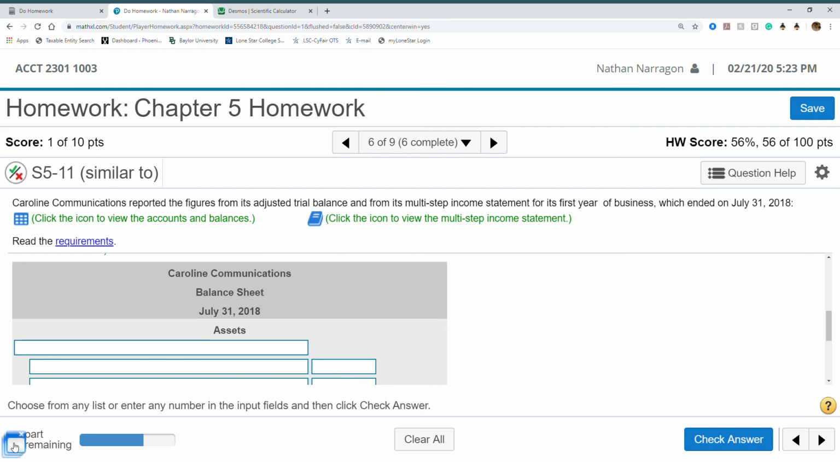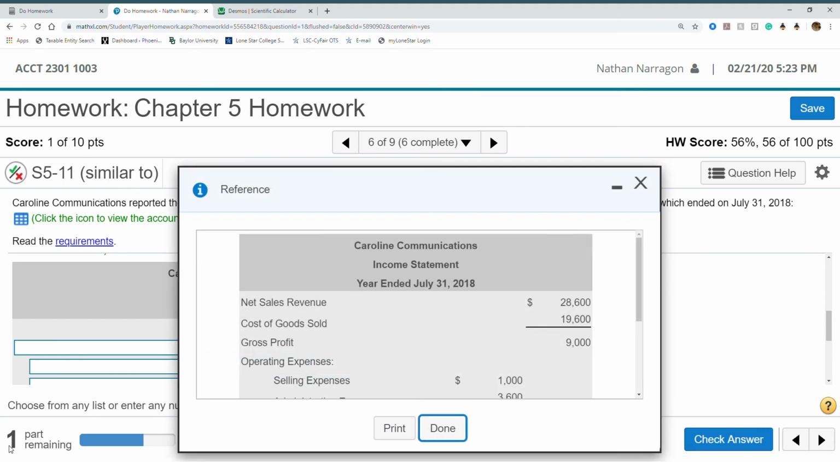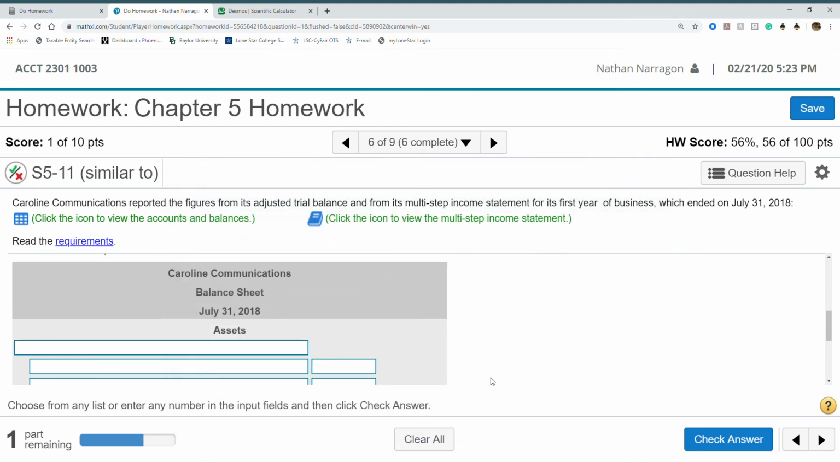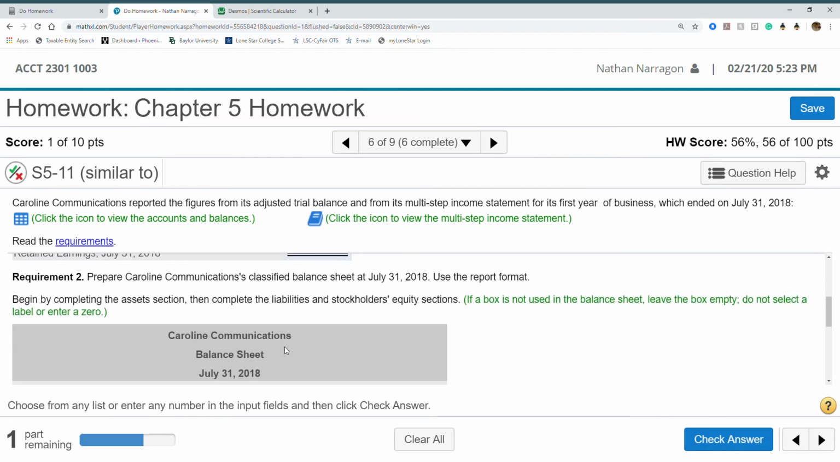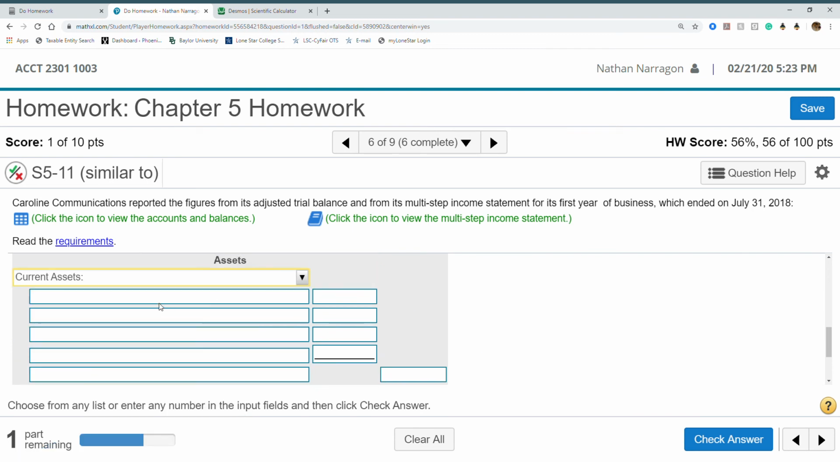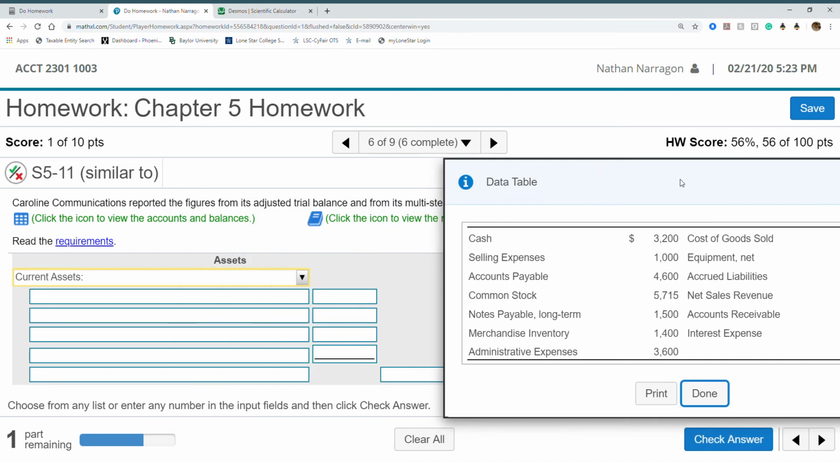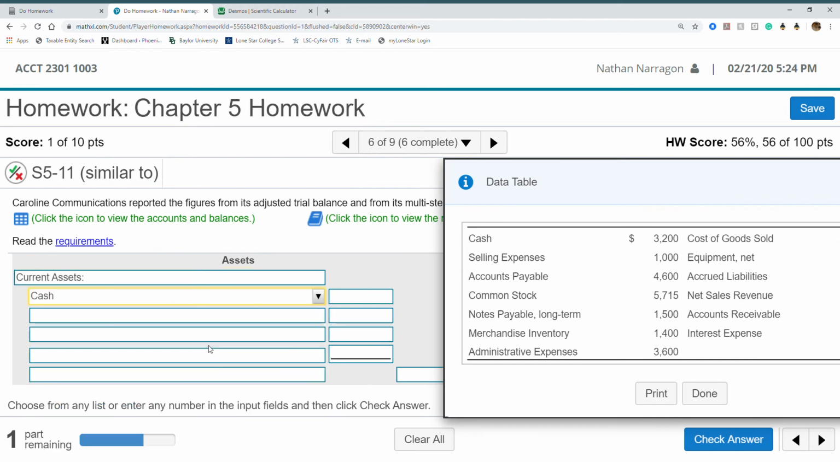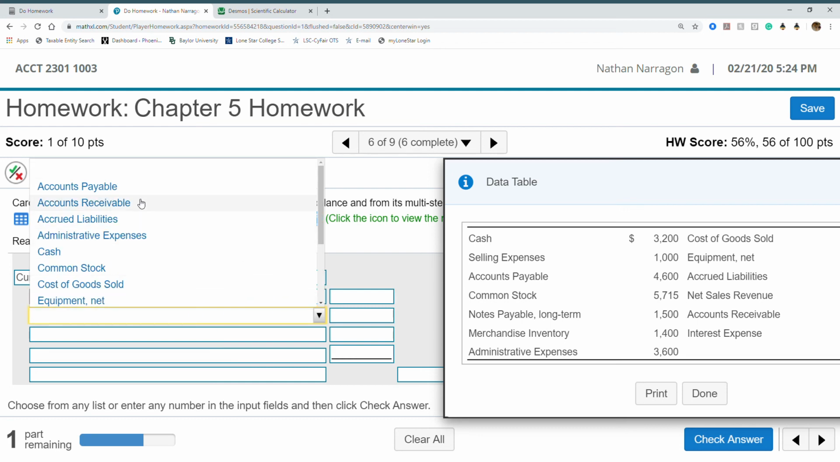So, of course, we got just a little bit more. Why not? Because I didn't see how many parts right here. So, really, I don't need the income statement anymore. And all we do is begin. So, we're preparing our classified balance sheet. Begin by completing the asset section, then complete liability and equity. So again, first thing that we always put is current assets. It's always in the order of liquidity. So cash, let's see, that's not for us. Nope, nope, nope. There's accounts receivable. Yep. So accounts receivable and then merchandise inventory.